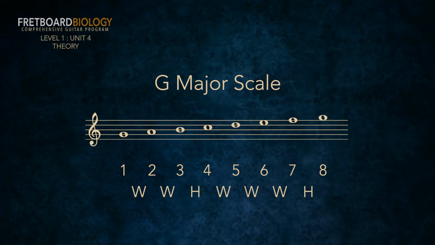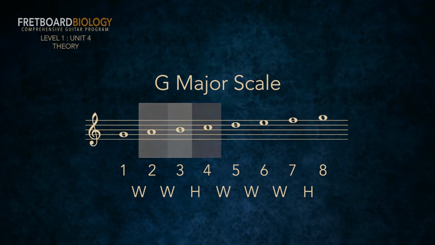Let's compare the interval formula to what's actually written on the staff. So between 1 and 2, we need a whole step. The distance from G to A is a whole step, so no adjustment needed. From 2 to 3, we need a whole step. And what do we have from A to B? That is a whole step, no adjustment needed. And what do we need from 3 to 4? We need a half step. And what do you have from B to C? That's a naturally occurring half step, so no adjustment needed.